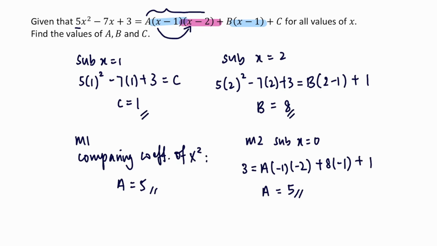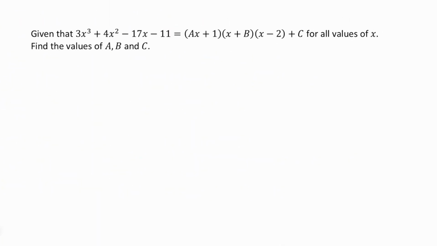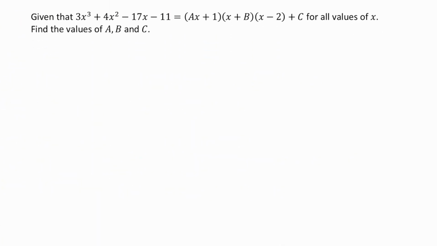So my values of a, b, and c respectively are all here. Okay, so we're going to try another question. You can see that now it's a cubic equation. So same thing, we will try to remove this term so that we can solve for c. We can see that if we sub in x equal to 2, I can solve for c directly. So let's sub x equal to 2.